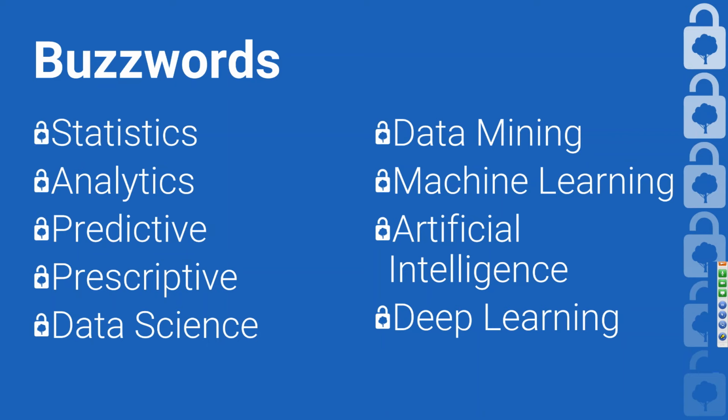Data science is effectively the practice of doing analytics. It is the technical, the professional role. So if somebody says they're a data scientist, what they do for a living is they implement analytics.